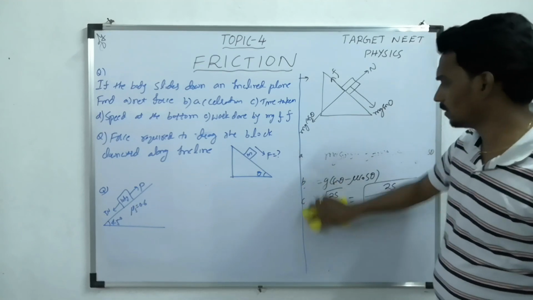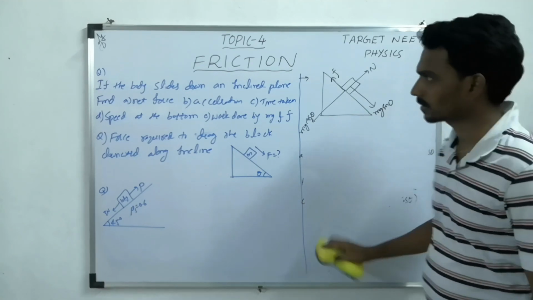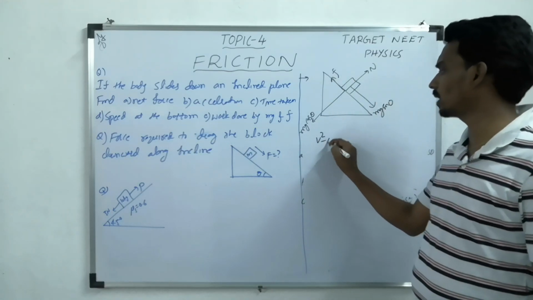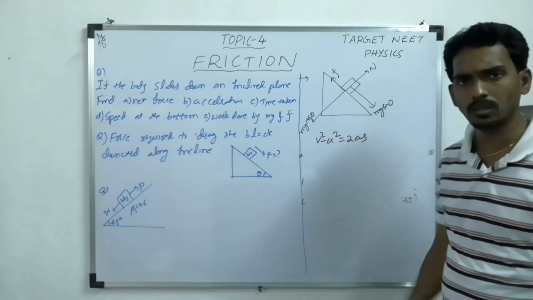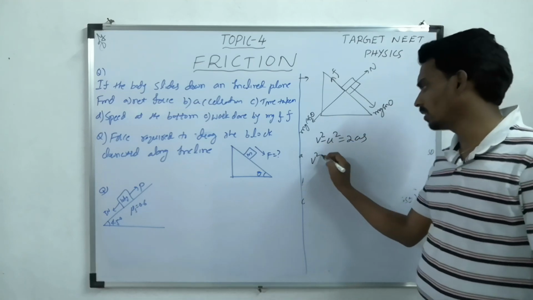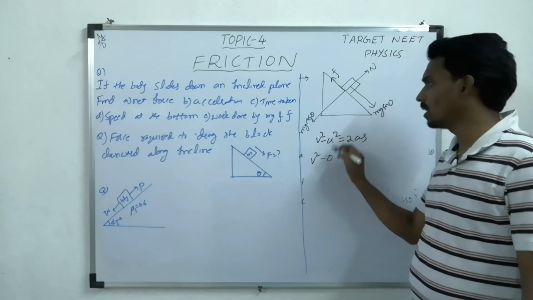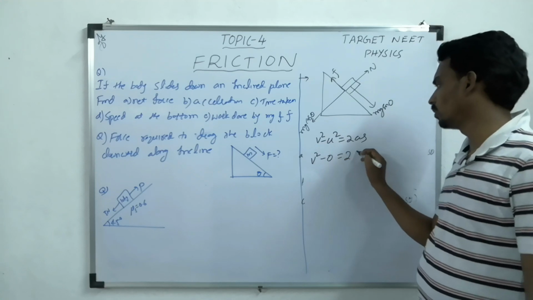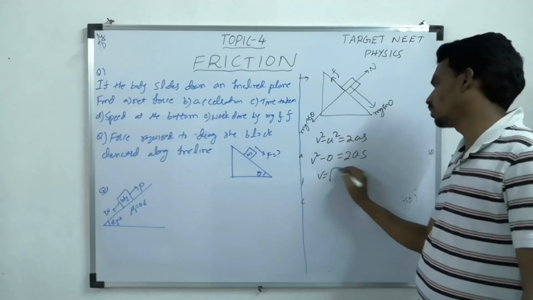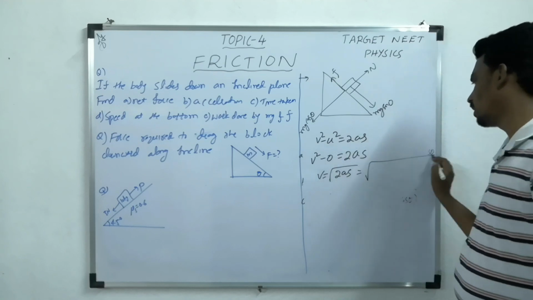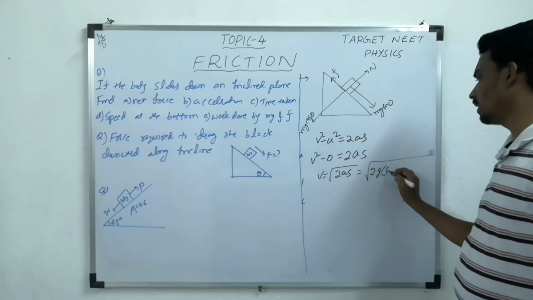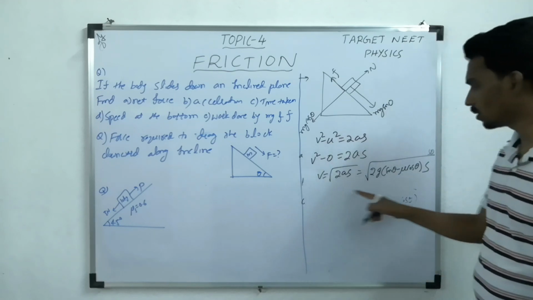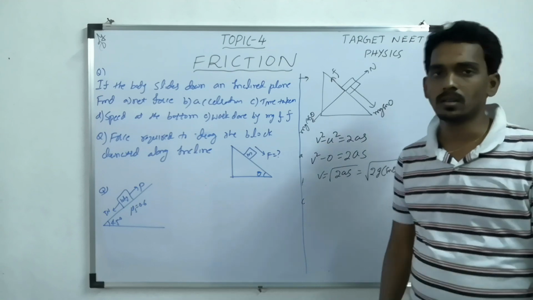So next, take the fourth one. Now what is the fourth one? Speed at the bottom. It is uniformly accelerated motion, which means you can apply v square minus u square equal to 2as. So v square is the velocity at the bottom starting from rest. So initial velocity is 0, and 2 into a into s. So v equal to under root 2as. So under root 2 into g into sin theta minus mu cos theta into s. This is the velocity or speed at the bottom.